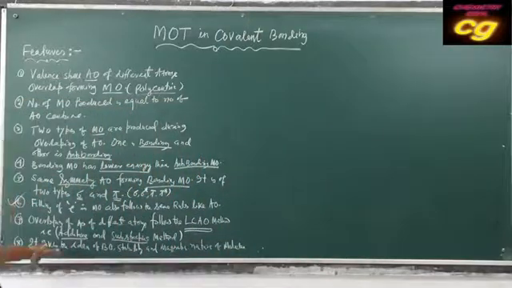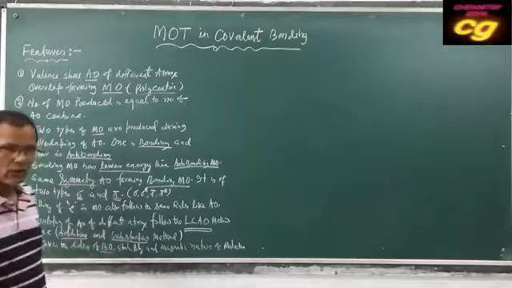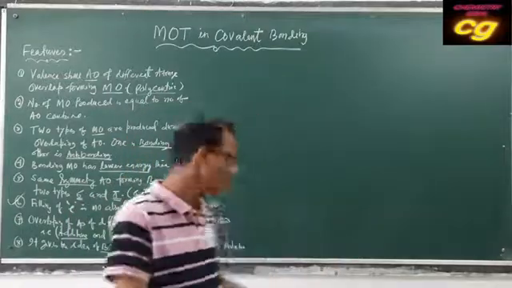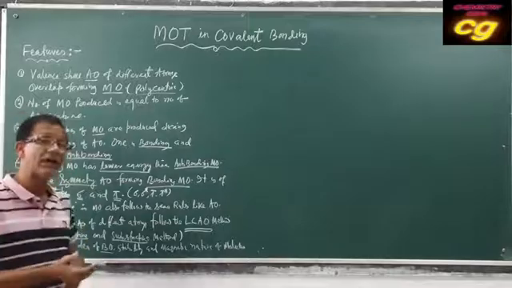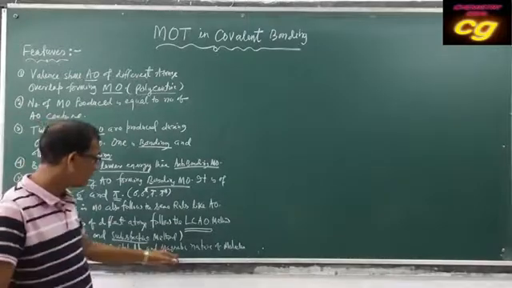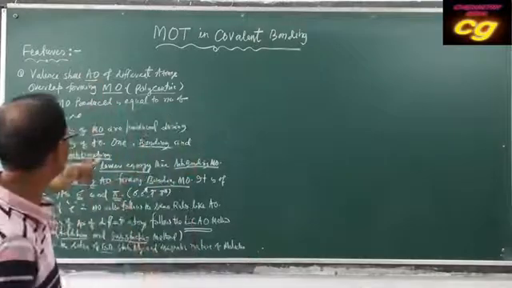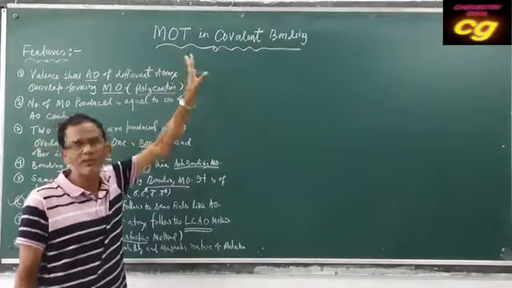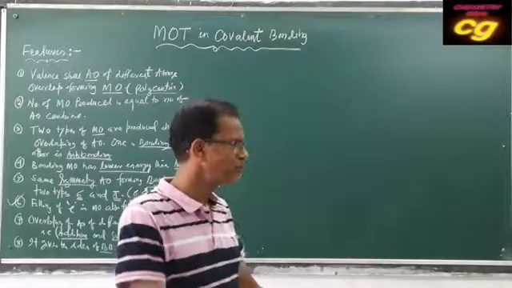Then MOT gives the idea of bond order. We can know how many bonds are available in the bonded atoms from bond order, and the stability of the atoms or ions, and the magnetic nature of the molecule we can know from MOT. So this is the modern concept of covalent bonding, the combination of atoms.